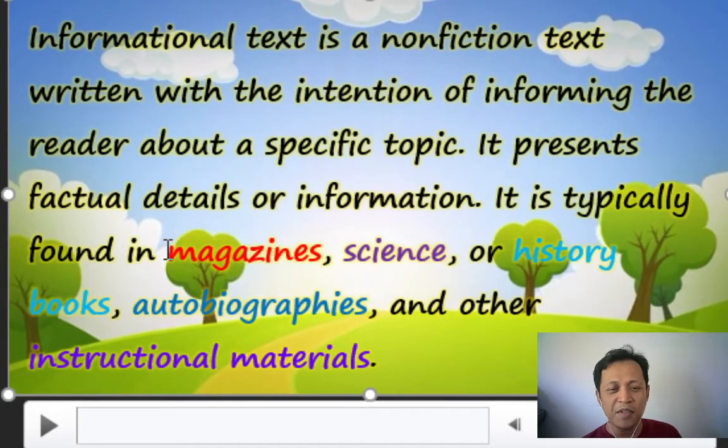Autobiographies are also a good source of informational text. Autobiographies are based on the true story of a significant individual, a historic individual or a popular person. And other instructional materials, like this one, our YouTube lesson, are also considered informational text.